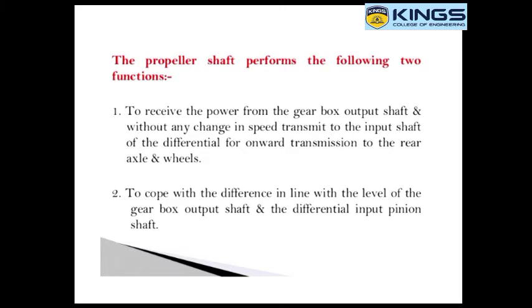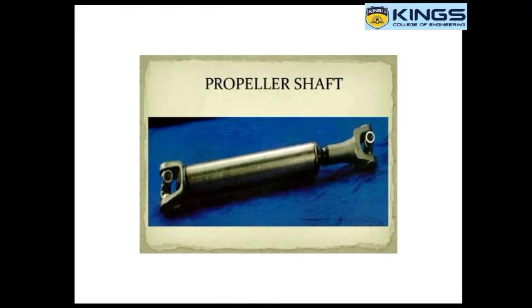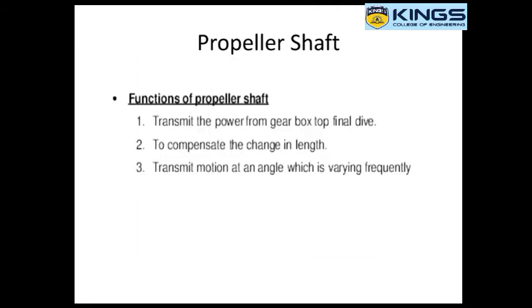The function of the propeller shaft is to receive the power from the engine and transmit it to the rear wheel without any change, and to adjust the level of the gearbox and the differential unit. This is the photographic view of the propeller shaft. The main function is to transmit the power, another one is to compensate the change in length, and the third one is to transmit motion at an angle which is varying frequently.